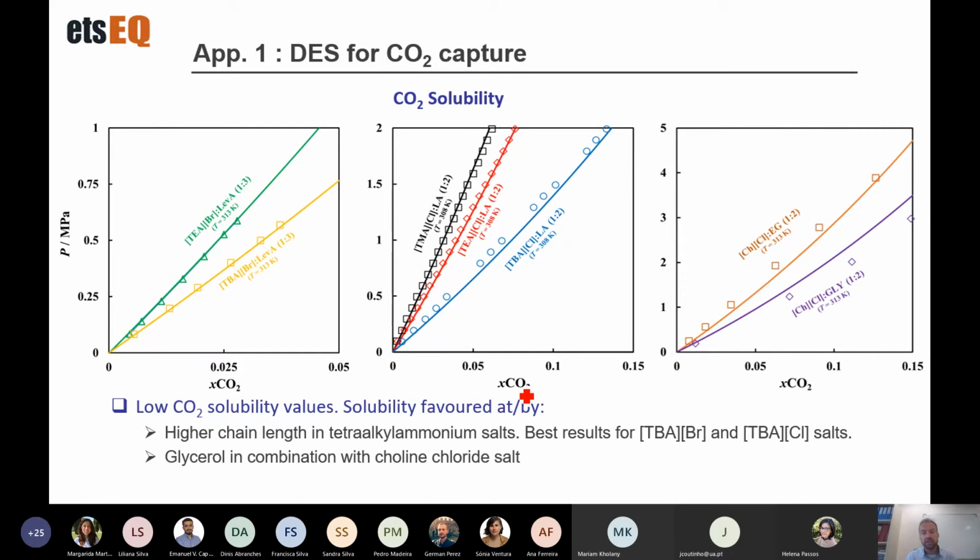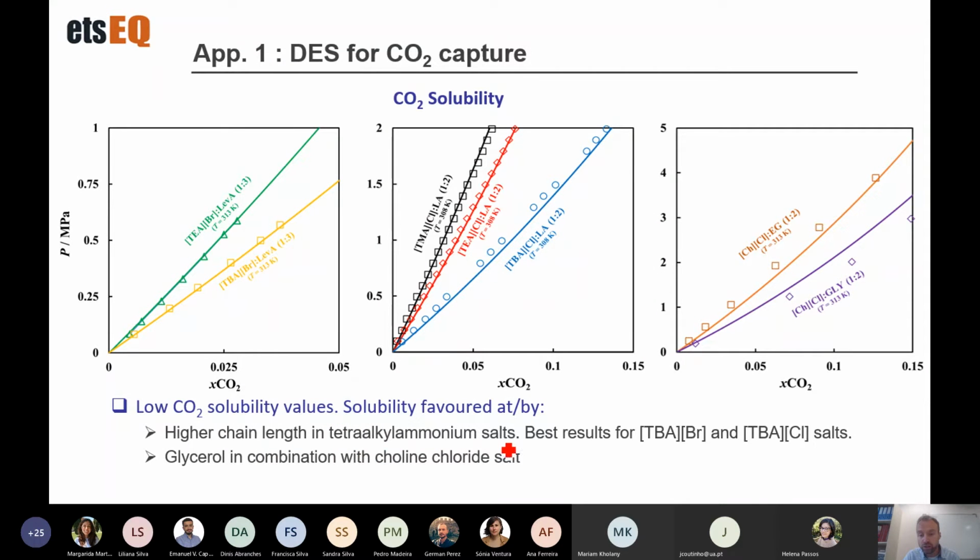Now in the present, we have just taken this information and checked the CO2 solubility. Okay, so the CO2 solubility is modeled here in a ternary mixture manner. We have the salt, the glycol or the carboxylic acid, and the CO2. So here we can see the results of the model compared to experimental data. The model is very good in all cases, and we can see that there are really low solubility values.